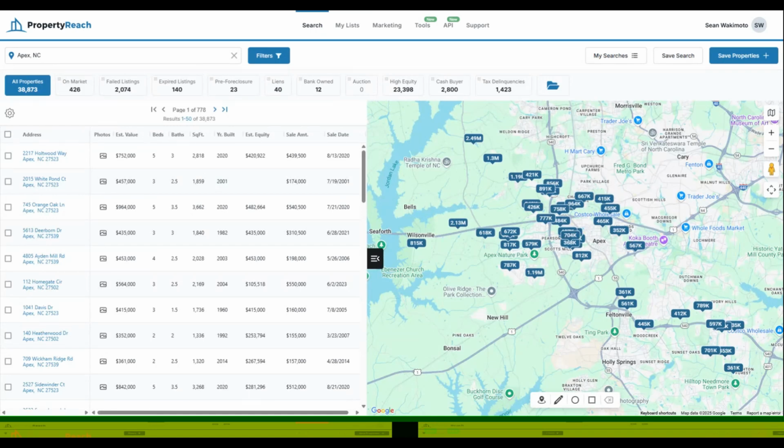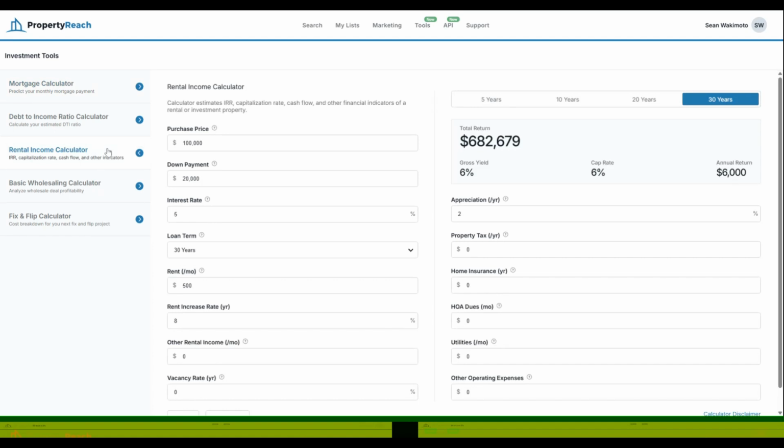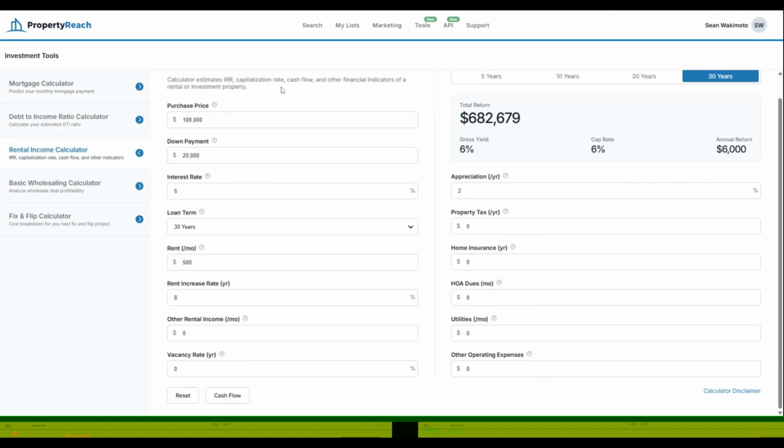There's a great section called Tools up here at the top. That's a new section that we can click into to look at the numbers we need for owning rental property. There's a mortgage calculator, debt to income calculator, rental income, basic wholesaling, and a fix and flip calculator. We want the rental income calculator. This will help us to weather the storm when it comes to hidden real estate costs.